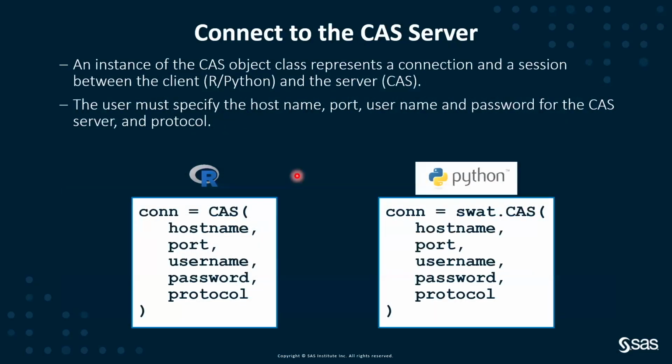Then you need to connect to the server. Here is just an example of how you might want to connect. There has to be an object name, and then you pass in through CAS, and whether it is R or Python, the typical syntax would remain the same. You will pass the host, port, username, password, and the protocol, so that the connection to the server can be established.